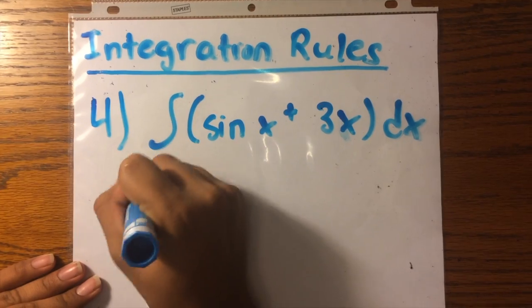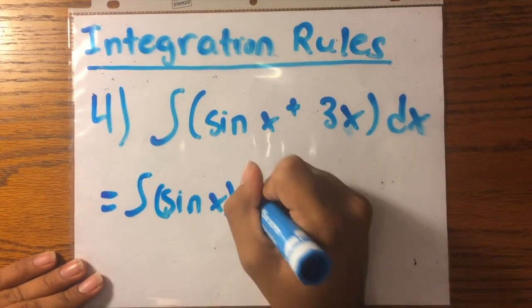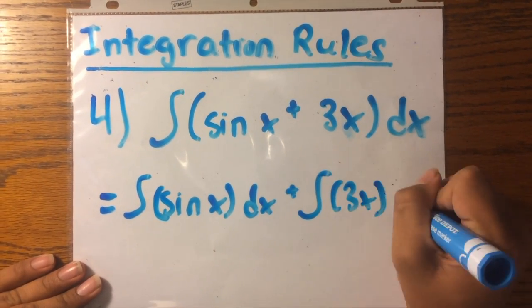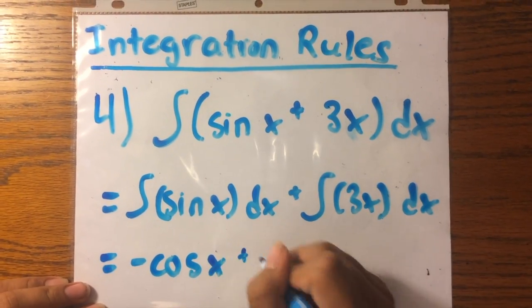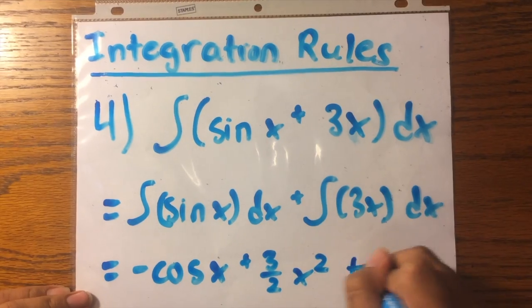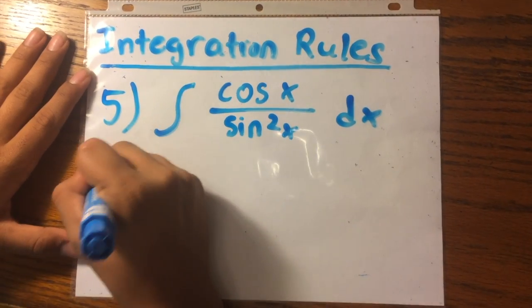Okay, so here we have a combination of the sum rule and the trig rules. So you break it up, the sine x and the 3x, and you integrate each thing individually. So sine goes to negative cosine x, and then the 3x goes to 3 over 2 x squared plus c.